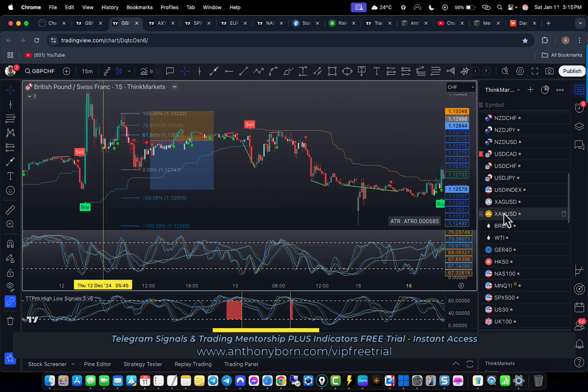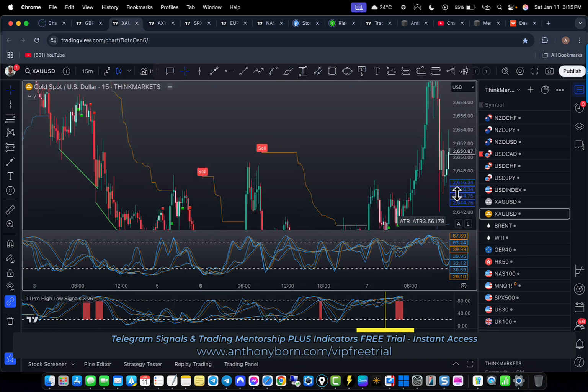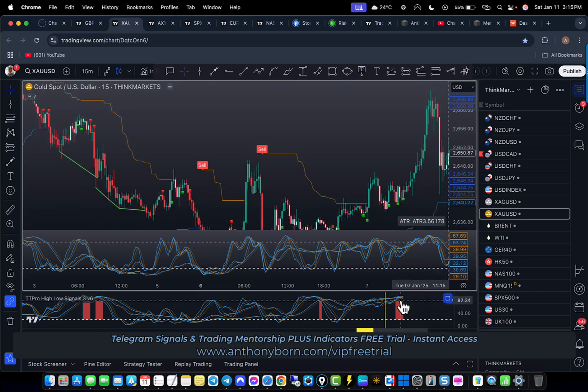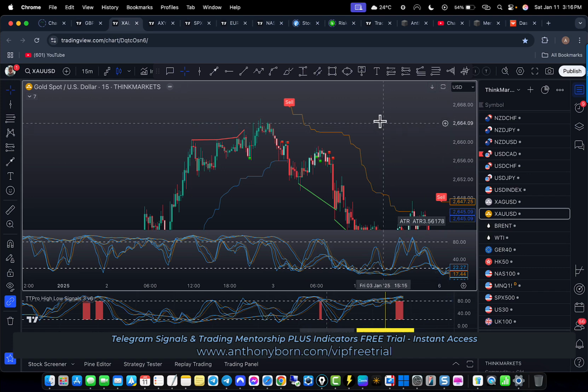Let's have a look at gold. Oh, there's a signal right here. That's going to be a trade that my VIP members can look at. So we won't look at that at the moment. We'll have a look at this on Monday, guys. So we've got a gold opportunity setting up for Monday potentially.